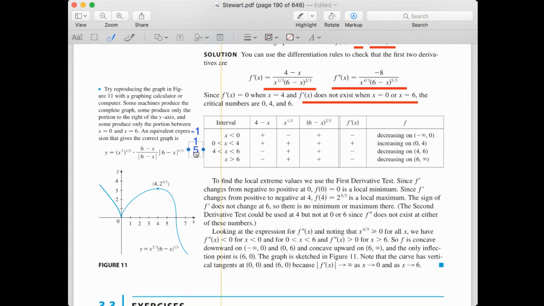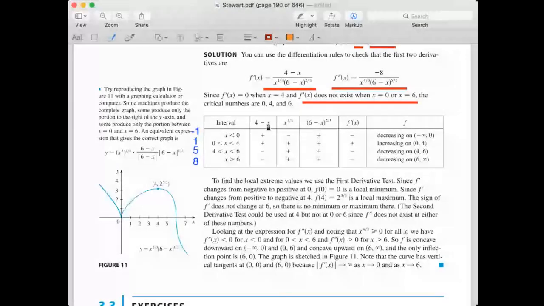Just pick a representative in the interval. The last one, as long as it's greater than 6, maybe we pick 7. Or maybe we pick some easy numbers, because here we have x raised to 1/3. You can pick maybe 9, actually 27, maybe 8. Pick an easy number to easily evaluate. But it doesn't really matter, because all we have to figure out is positive or negative, right?